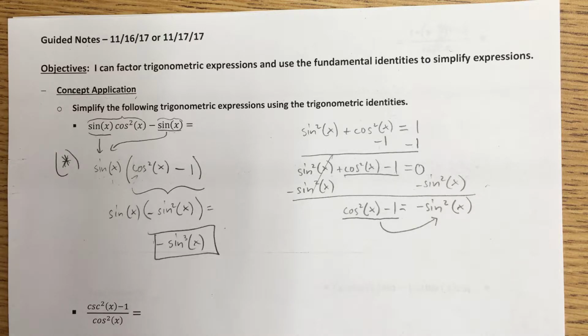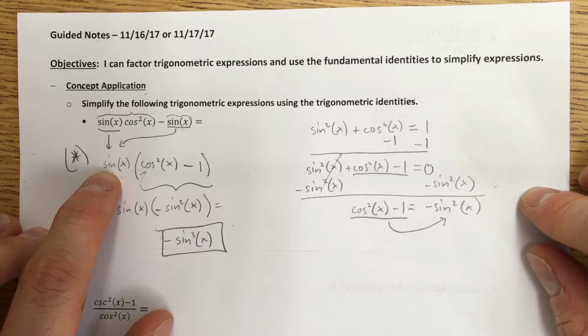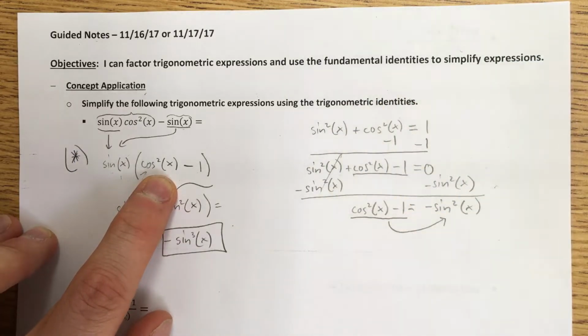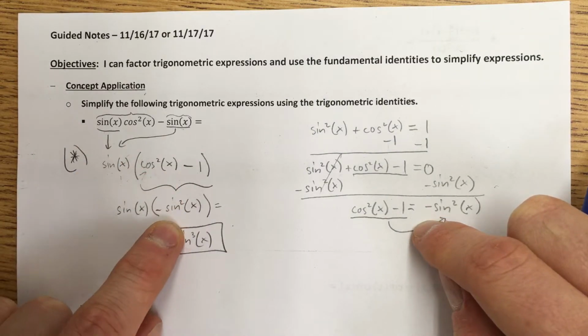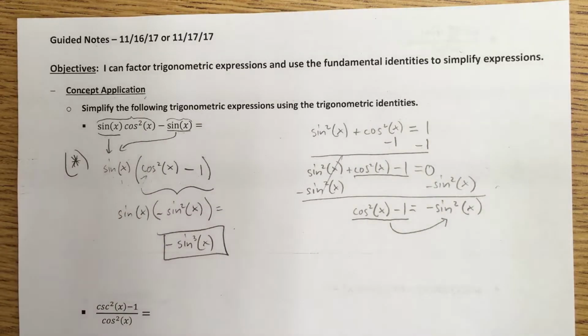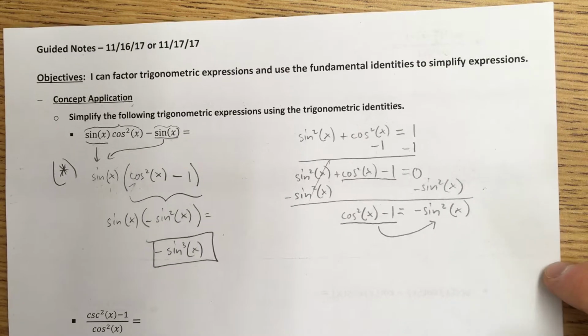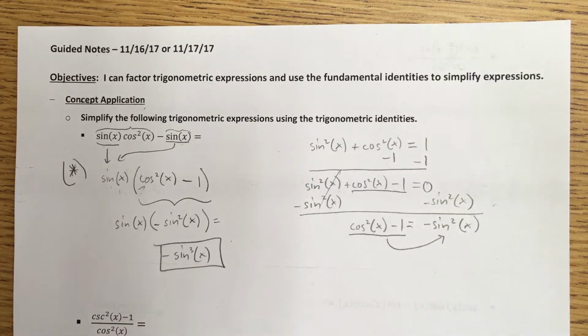So two big things in this problem. First is factoring out the sine so that we have an expression that we can deal with using the Pythagorean identity, and then actually using the Pythagorean identity to substitute the cosine squared minus 1 with negative sine squared and ultimately end up with negative sine cubed. Okay, so the factoring piece, that's a huge strategy that we're going to need to use. And there are other problems within these guided notes that have the factoring to help us simplify different expressions.